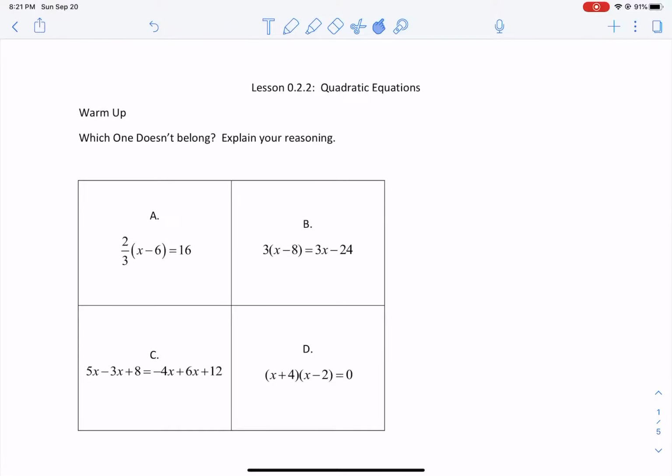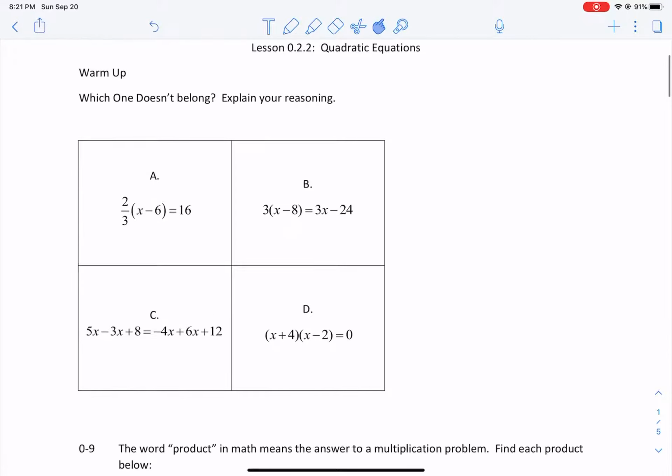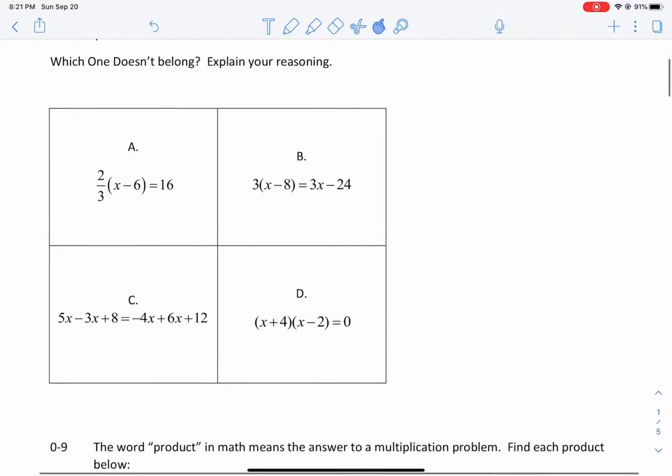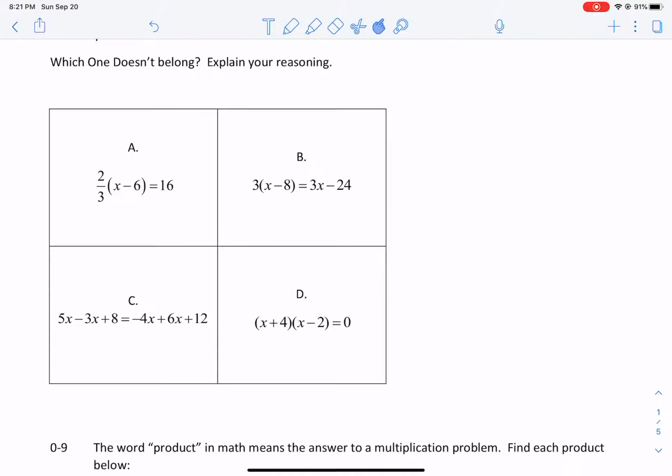Algebra 2 students, and welcome to our second lesson where we are going to be reviewing quadratic equations. Our warm-up question says, which one doesn't belong, and explain your reasoning. So let's take a look at each of these here and see which one does not belong and explain.